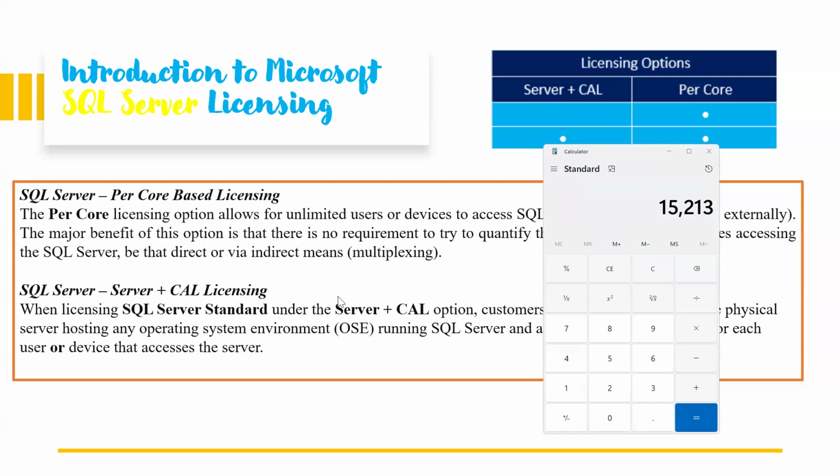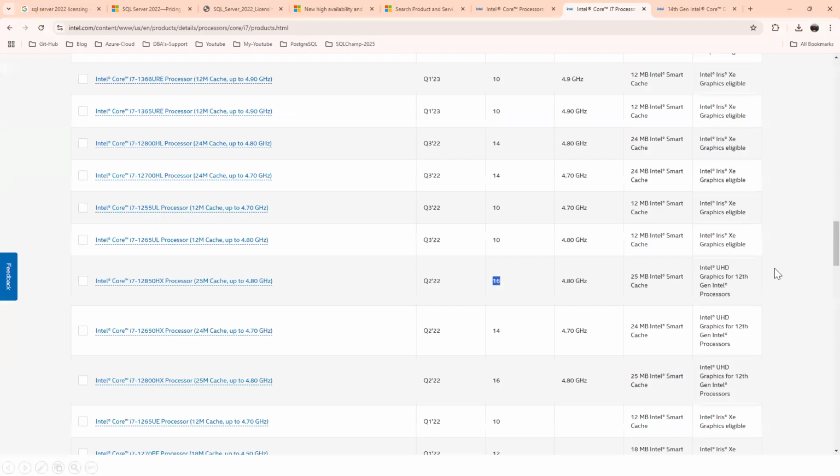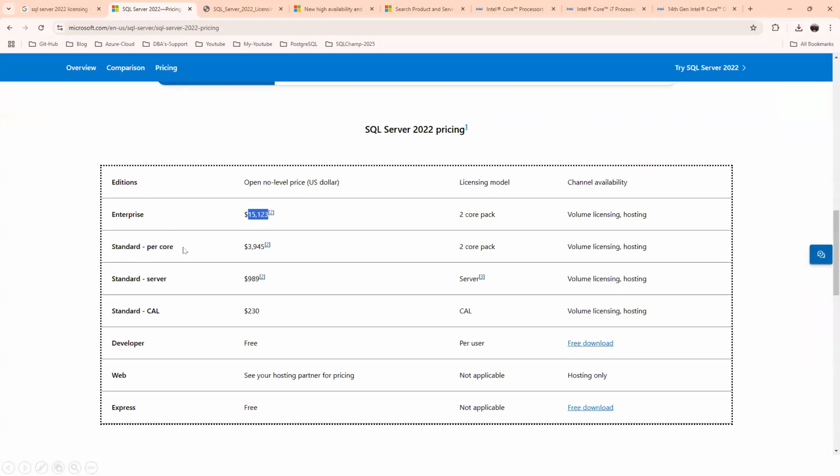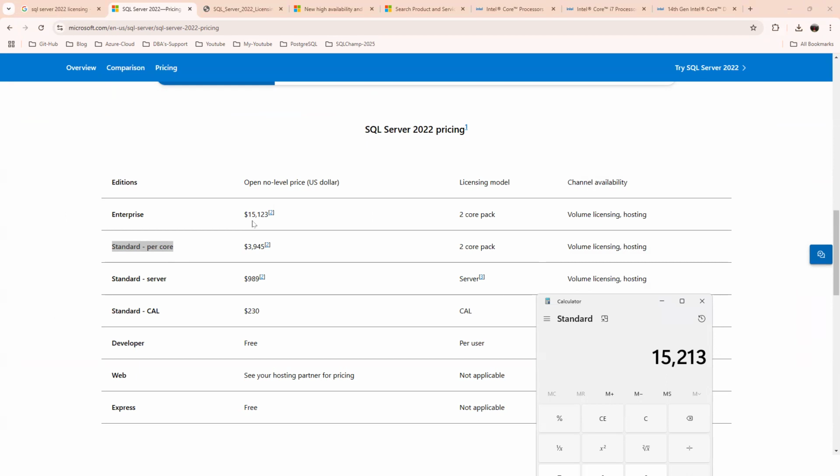So if I go for core-based, and if I go for standard edition, the price varies a lot. For enterprise edition, they are charging 15,123 dollars. But for standard edition, only 3,945 they are charging, for 2 cores. So it's almost 4 times lower if I go for standard edition.